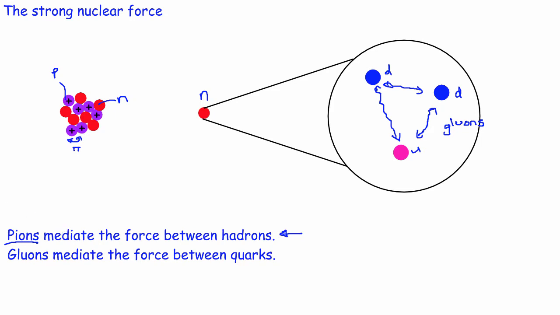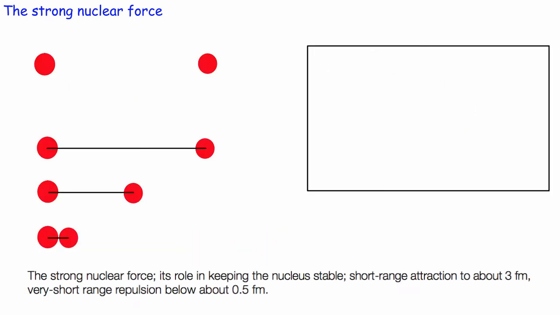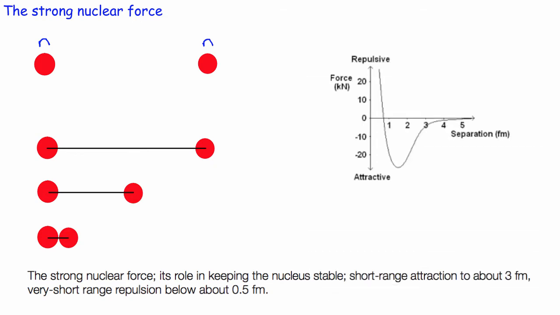So we're going to look at the strong nuclear force in a little bit more detail. Here we've got two neutrons, and we're going to look at how the force between these neutrons varies as we move them together. So here we've got two neutrons far apart, and then we've moved them closer together, and then they're even closer together. And we're going to draw a graph to show how the force varies with this separation, in other words the distance between these two things.